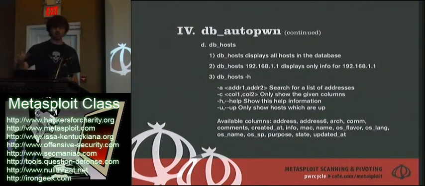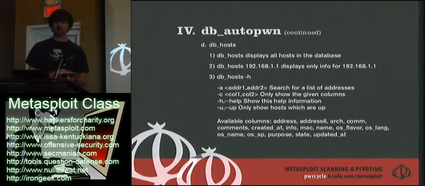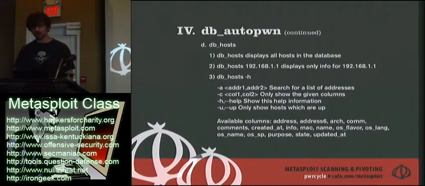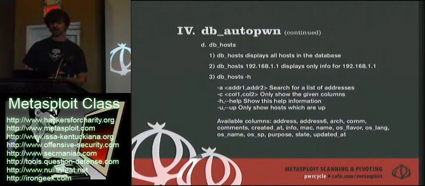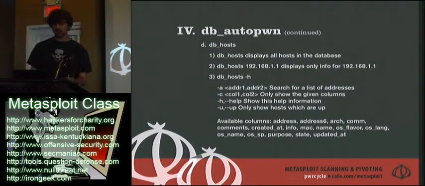If you want to see what info is on a particular host, you say db_hosts space that IP address. And if you want options, just db_hosts space -h. Metasploit is really good about almost any command you want to run. If you just do -h, you can figure out what it is. The info is really tightly wound inside, so you don't have to back out to read a man page or something. It's all inside the console.